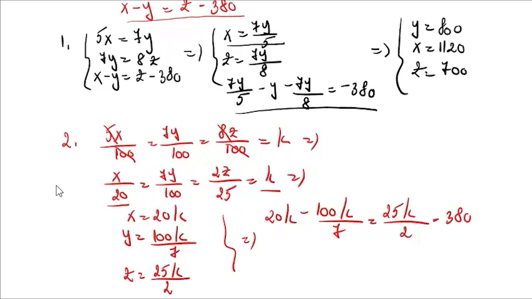Solving this equation, k equals 56, and we get the same solutions: x equals 1120, y equals 800, and z equals 700.